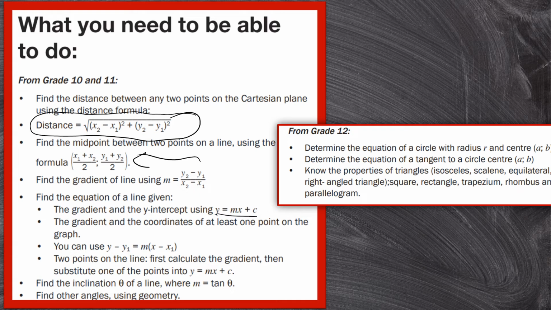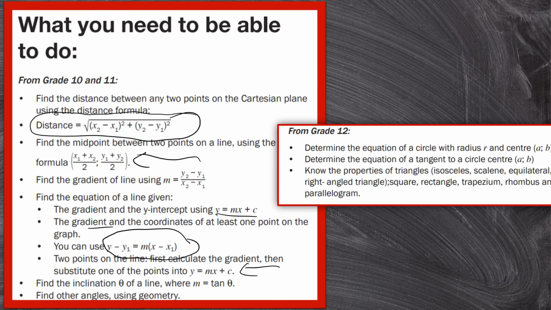And also you need to know how to find the equation of a line using the gradient and the coordinates of at least 1 point on the graph. So you can use y minus y1 equals m into x minus x1. With 2 points on the line, we first calculated the gradient and then substituted one of the points into the equation in order to solve for c, so that we can finally get our equation.